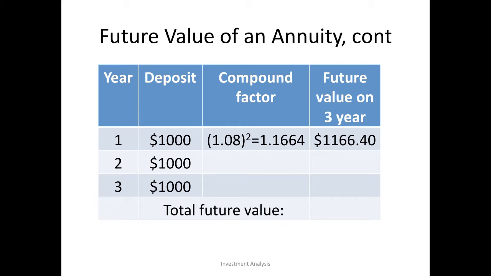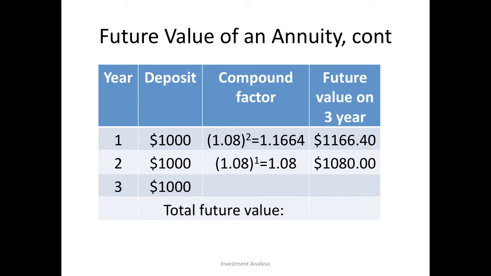Now, by the same logic, the $1,000 that's deposited at the end of year 2 is going to earn 8% interest in year 3. Because of that, the compound factor is simply 1.08. We don't actually have any compounding that's happening because we're only earning interest in that last year, year 3. When I calculate the future value in year 3 of that $1,000 deposited at the end of year 2, it ends up being $1,080.